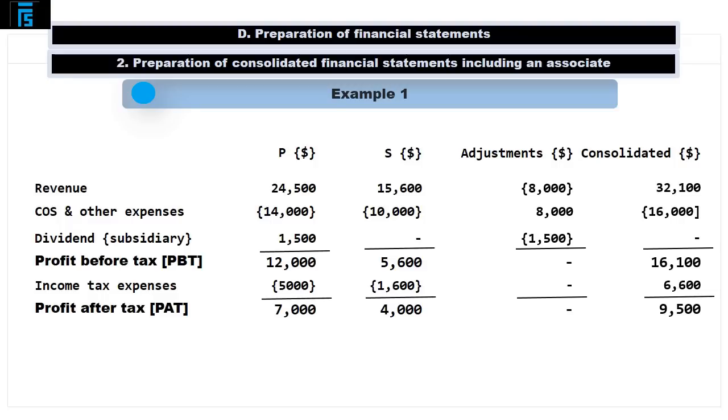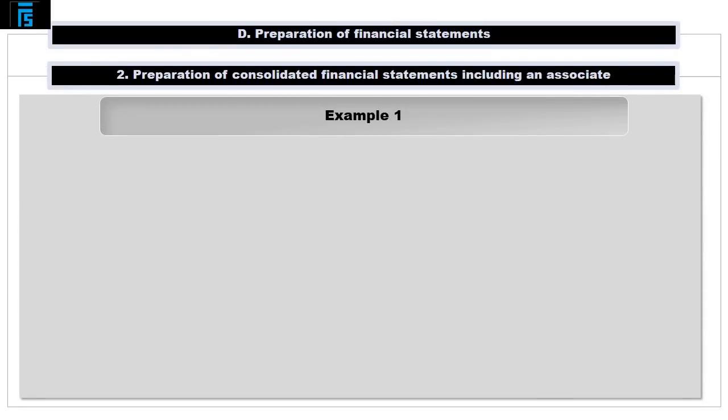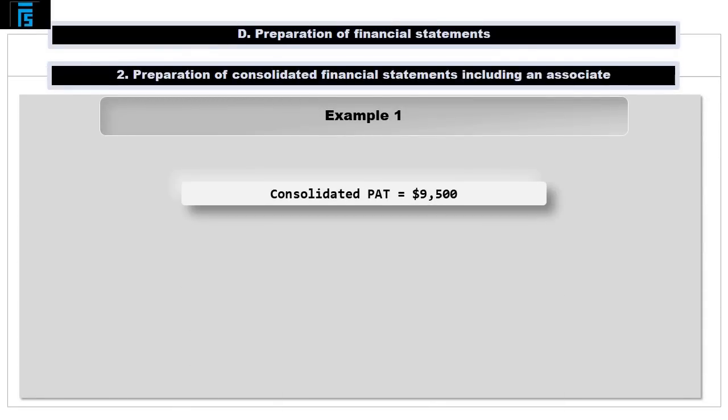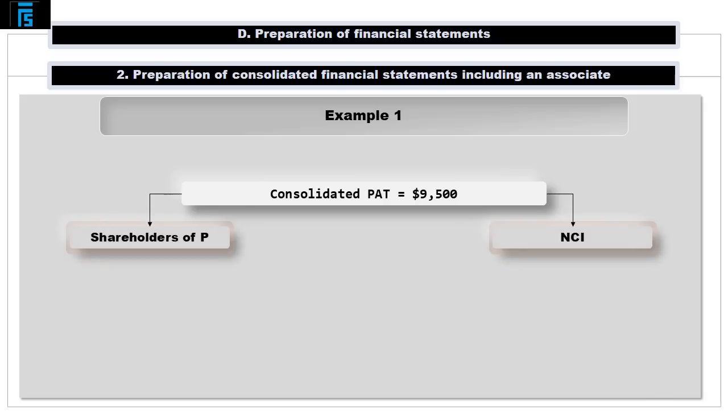Adding the two lots of income tax expense produces a charge of €6,600, and so the consolidated income statement culminates with a profit of €9,500. You should appreciate that this is equal to the sum of the profits reported by P and S in their individual income statements, adjusted downward for the intra-group dividend received by P. The consolidated profit after tax must now be apportioned between the shareholders of the parent and non-controlling interests.